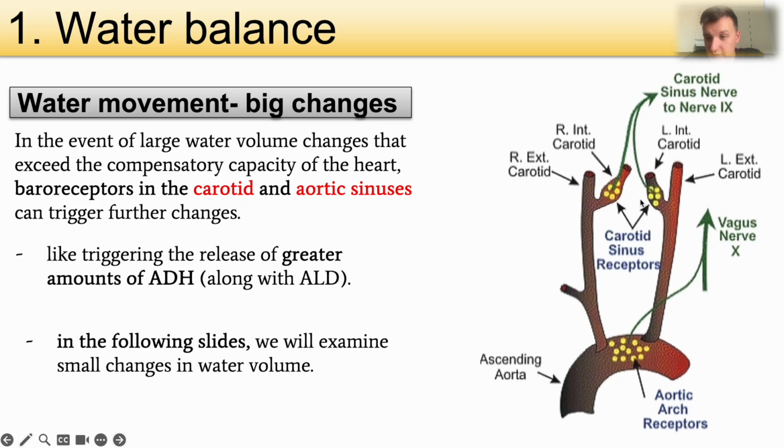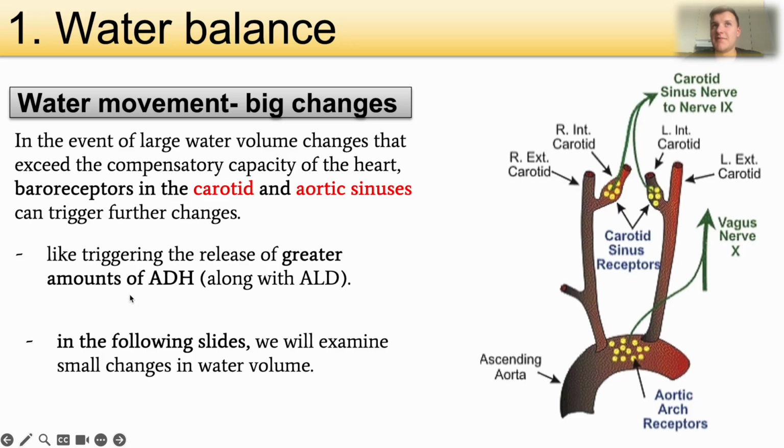Over here, in the carotid and the aortic arch, you have these little baroreceptors that send signals along the vagus nerve here and cranial nerve 9 over here. You're going to send that up and trigger the release of greater amounts of ADH, antidiuretic hormone, along with aldosterone. If you're not too sure about these, go look in the pre-lecture material as well.